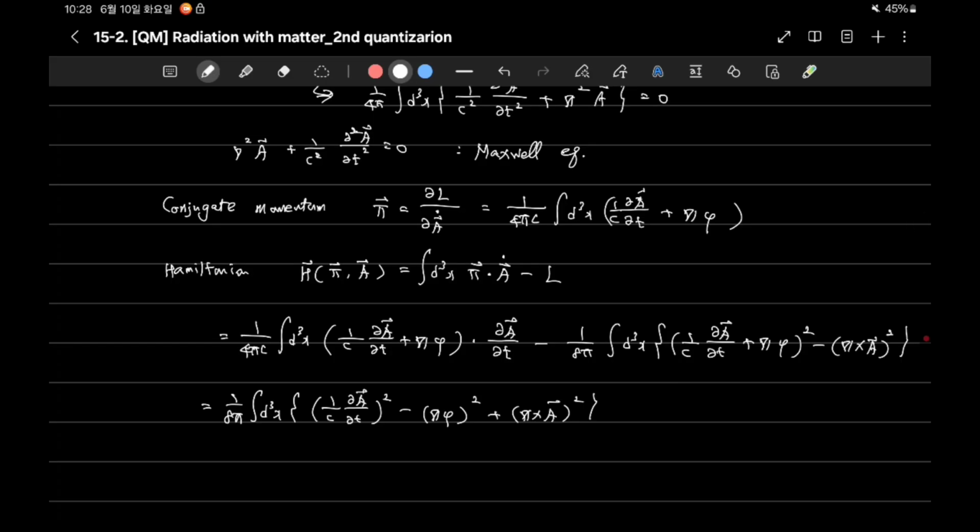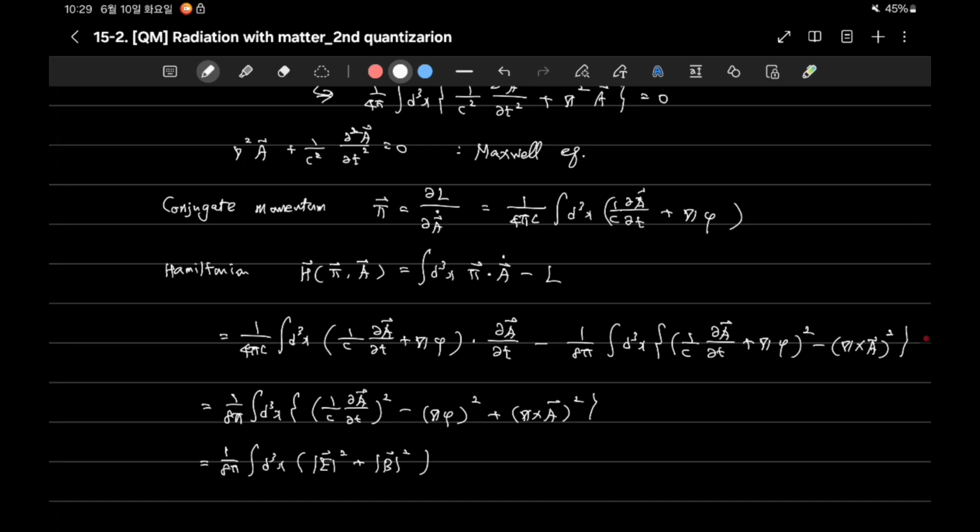Here it is the Hamiltonian, and that also corresponds to 1 over 8 pi volume integration of the electric field squared plus magnetic field squared. That is the energy. From this, that corresponds to the electric field and magnetic field. Then it makes this vector potential representation.